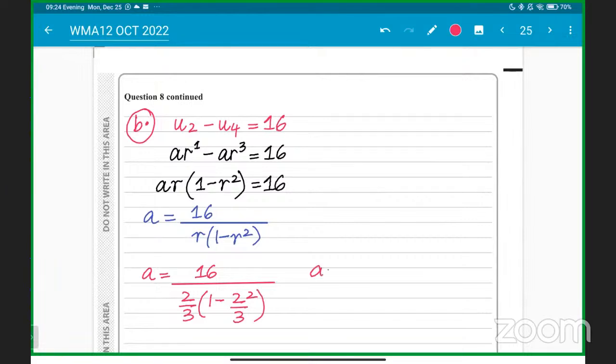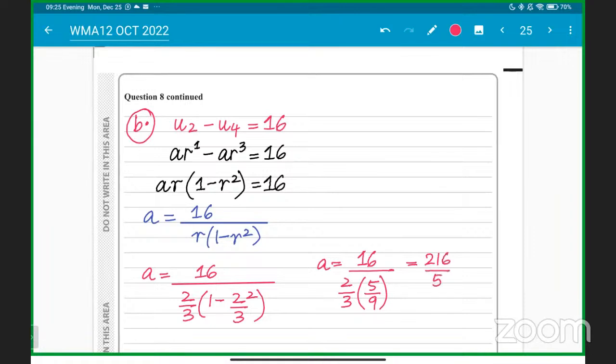We are going to get the value of A. That is the first term. It will be important to get the first term, okay? So 16 divided by the whole solving, 2 over 3 times 1 minus 4 over 9. That will become, if we do the calculator, 5 over 9. And eventually the final answer should be 16 divided by 2 over 3 times of 5 over 9. So we got that as 216 over 5.